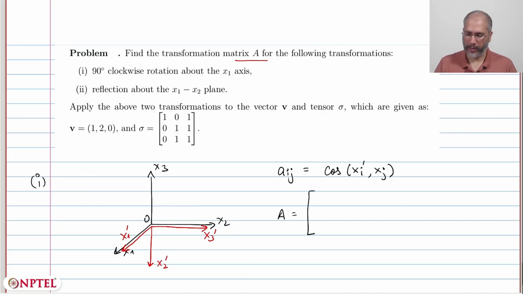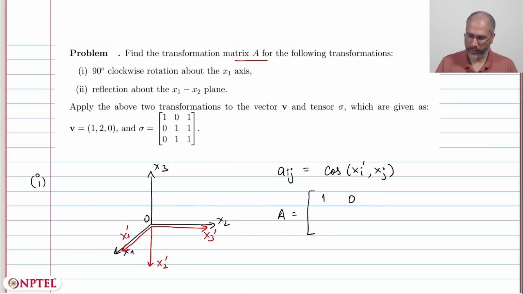So using this, let us find the transformation matrix components. A11 is the cosine of the angle between x1 prime and x1. So x1 prime coincides with x1, so the angle is 0, so cos of 0 is 1. A12 is between x1 prime and x2. From the figure you can see x1 prime and x2 are at 90 degrees.